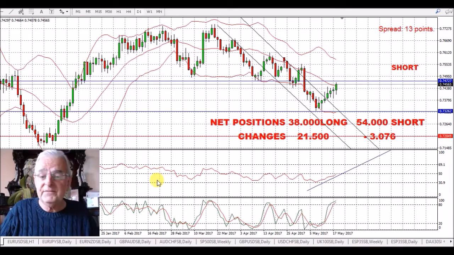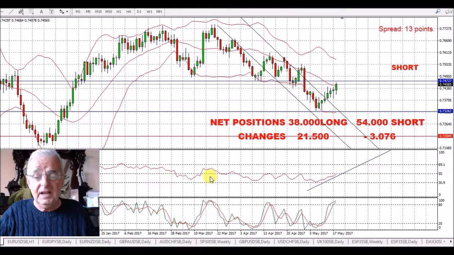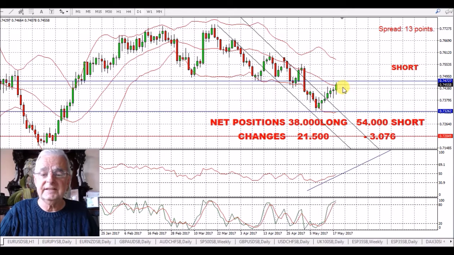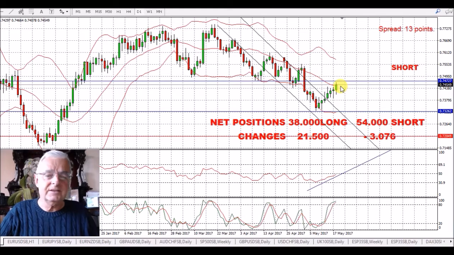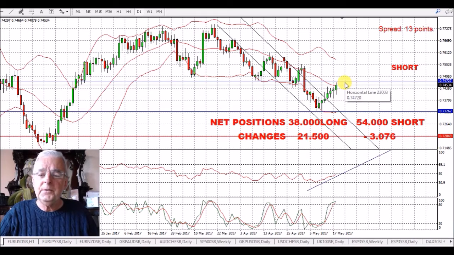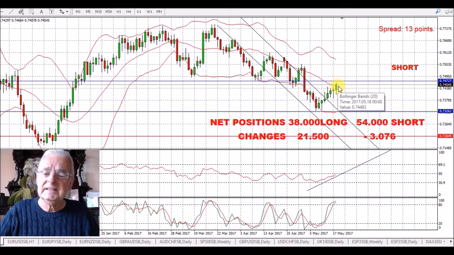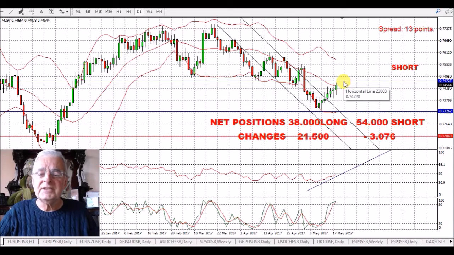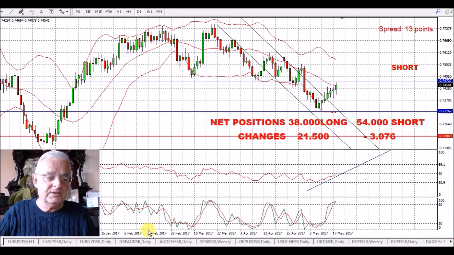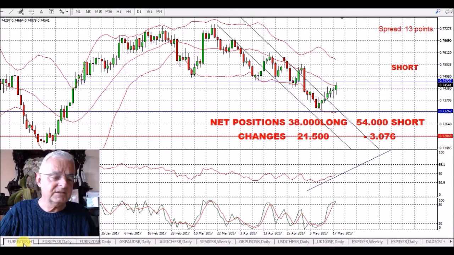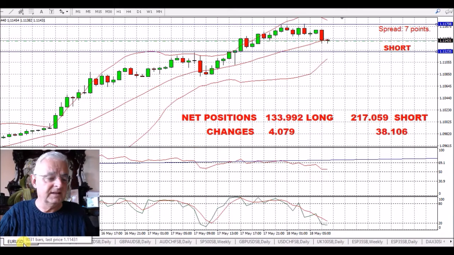AUD USD. We've got another green candle today. I would have expected this to be looking like it's going to turn, but I would give it a couple more days. It's at the mid Bollinger Band, the 20-day moving average. I think it might just overshoot a little bit. It's actually coming a bit closer to the trend line. See how it goes, but I'd be looking for that to turn sometime soon, next couple of days.